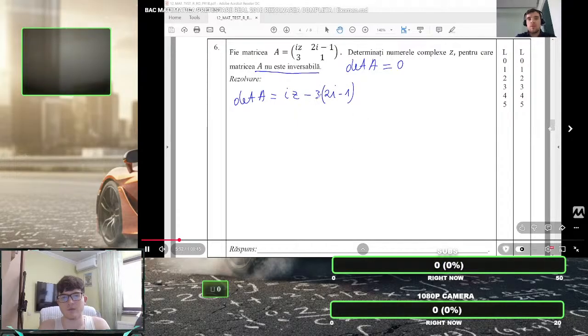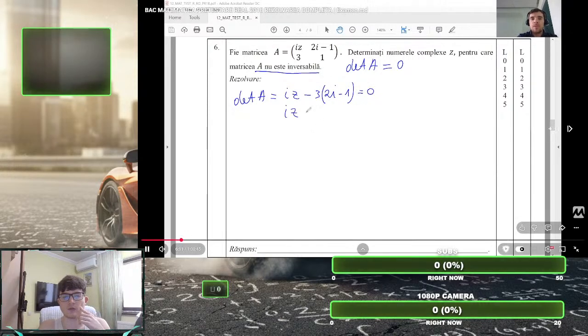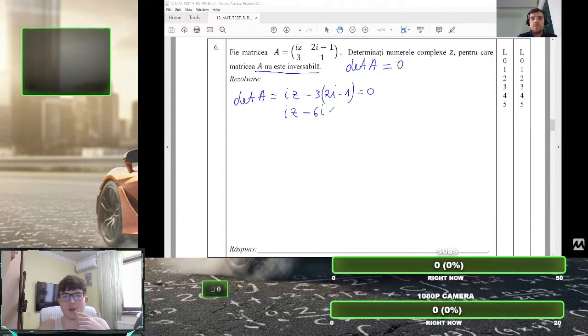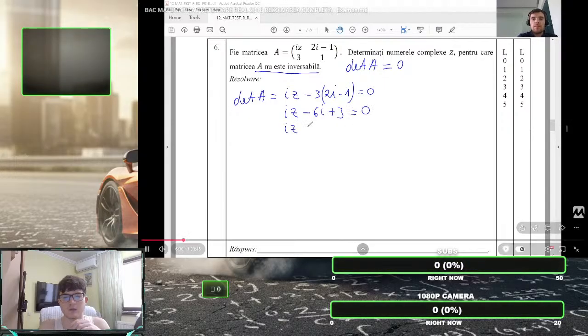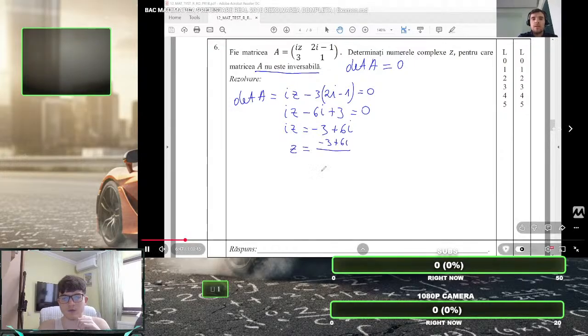iz right there, that right there. So you just multiply the diagonal and you do a minus. That's going to be equal to 0 because you know that this big A is equal to 0 because it's not invertible. And so you have this equal to 0. That is equal to that. And now what you do, that's a matter of solving it.